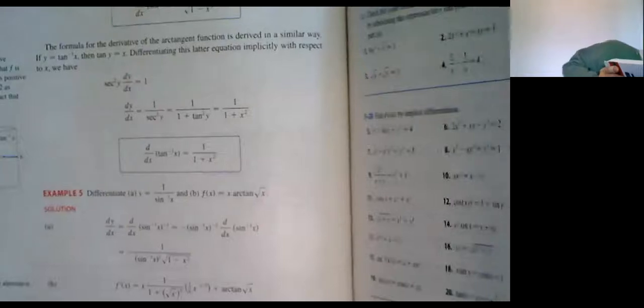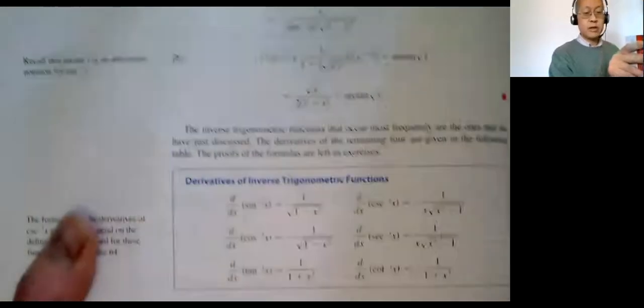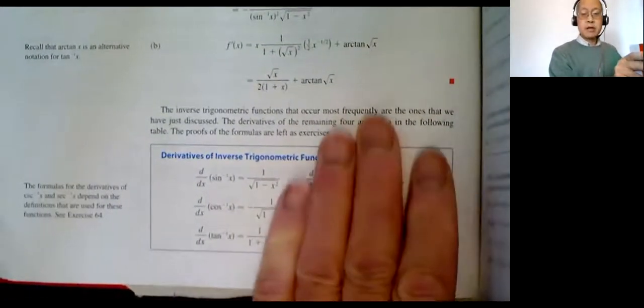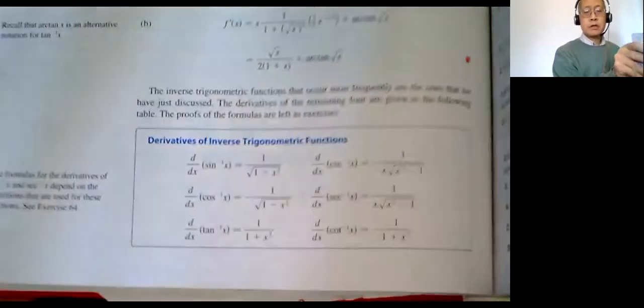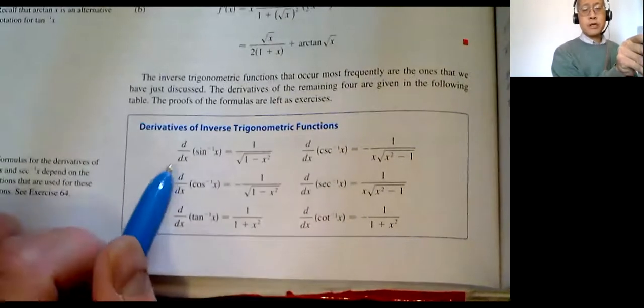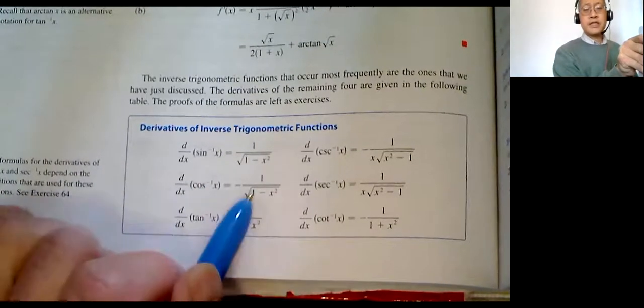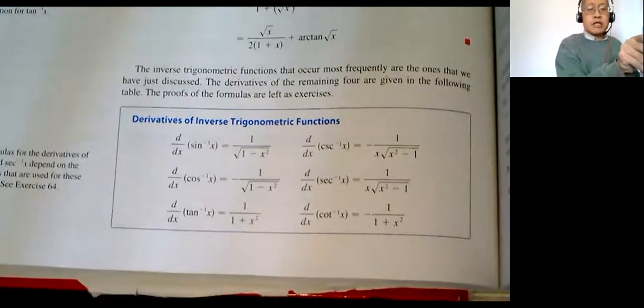Very quickly hitting the highlights were the inverse trig derivatives on page 214: inverse sine, cosine, and tangent. Never mind about cosecant, cotangent, and secant. Put these on your next cheat sheet. Inverse sine's derivative is 1 over radical 1 minus x squared. Inverse cosine is the same thing except for a negative. Inverse tangent is 1 over 1 plus x squared. That's what yesterday's video covered.